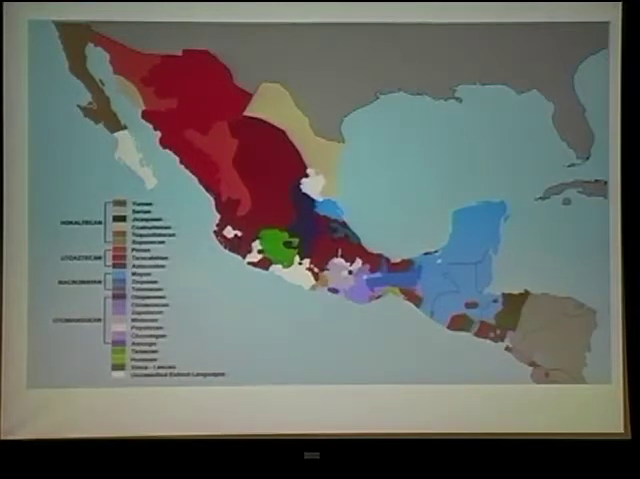Many Maya cities in Guatemala have three names. They have a Nahuatl name, that is the one that you find on the map and the official name. They have a Maya name, and often they have a nickname.